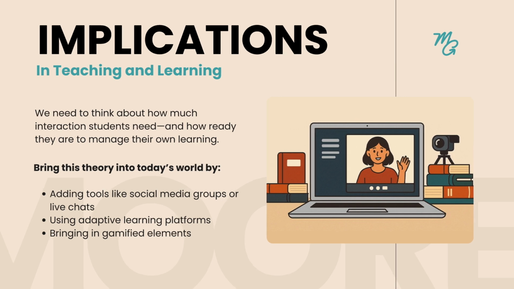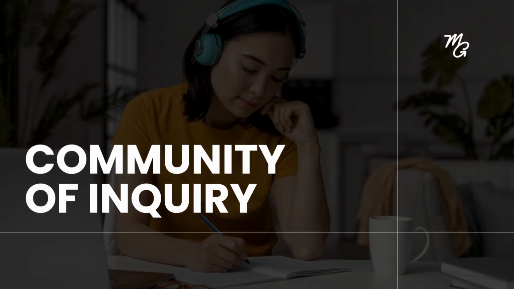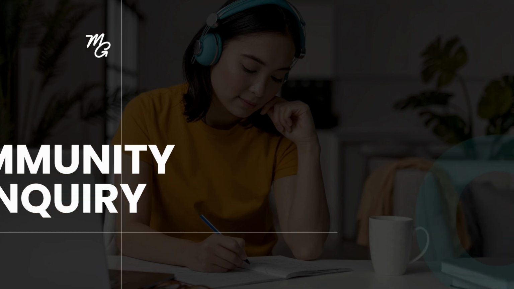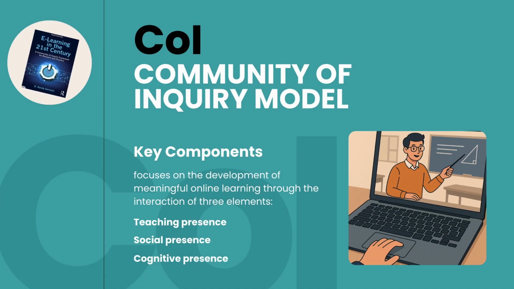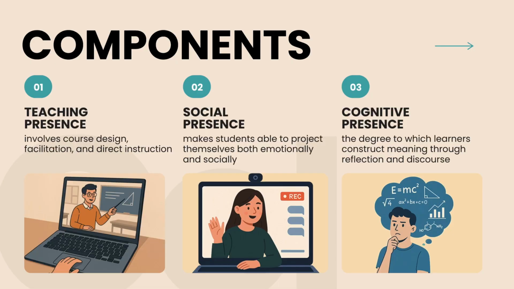Now, let's explore the Community of Inquiry model, by Garrison, Anderson, and Archer, published in 2020. Let's start with its key components and their relationships. The Community of Inquiry focuses on the development of meaningful online learning through the interaction of three elements: teaching presence, social presence, and cognitive presence.